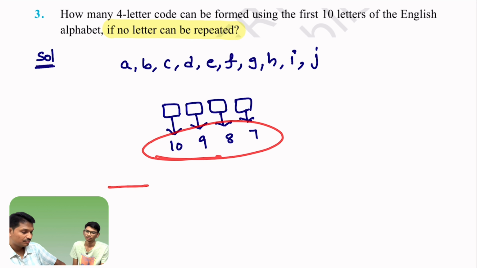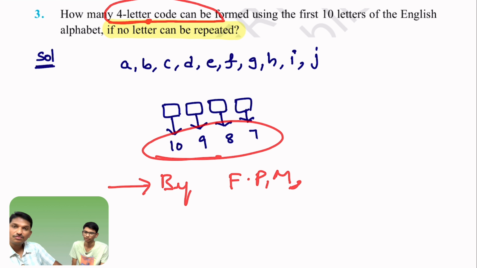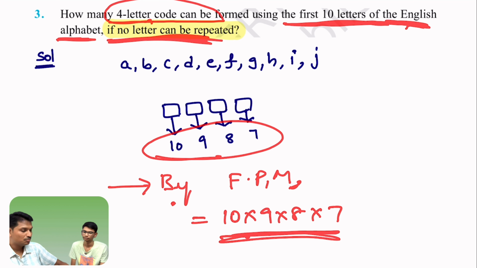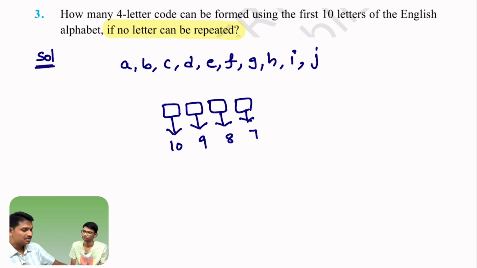So what will you say as the final conclusion? By the fundamental principle of multiplication, the total number of 4-letter codes that can be formed using the first 10 letters of the English alphabet when repetition is not allowed equals 10 into 9 into 8 into 7. You multiply, and whatever answer you get, that many 4-letter codes can be formed. Let's see the steps for this.